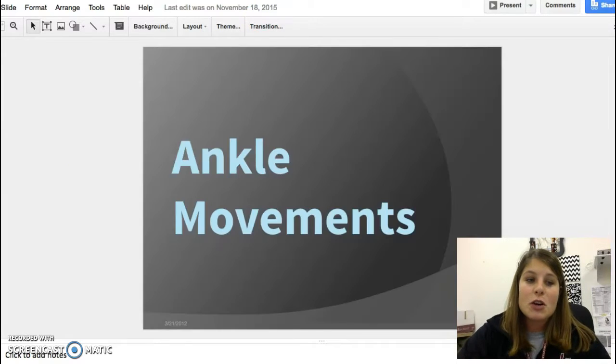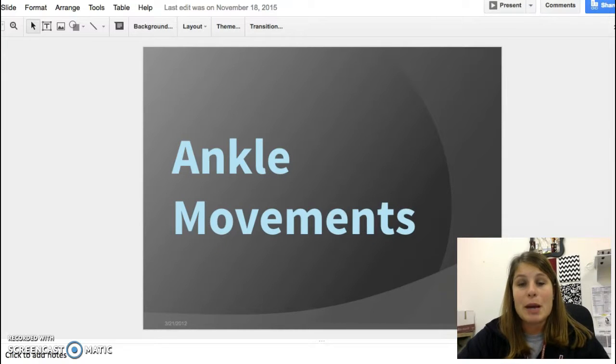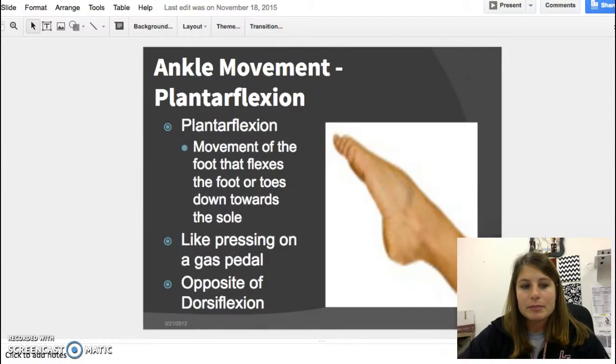So the first part that we're going to learn is the different type of movements that occur in the ankle. We talked very, very briefly about this in anatomy, but now we're going to elaborate. So the first movement that we have is called plantar flexion. Plantar flexion. It's pointing your toes down like you're pressing on a gas pedal.